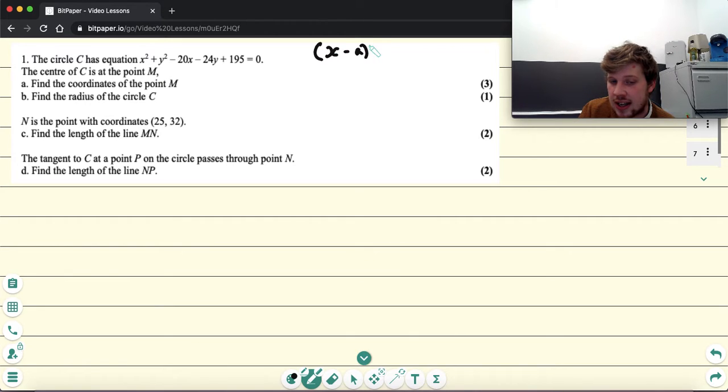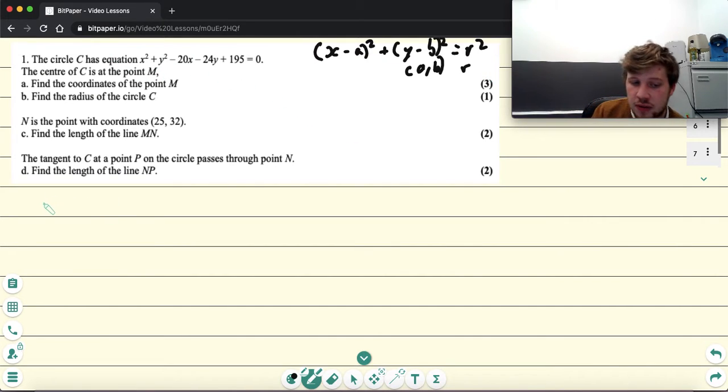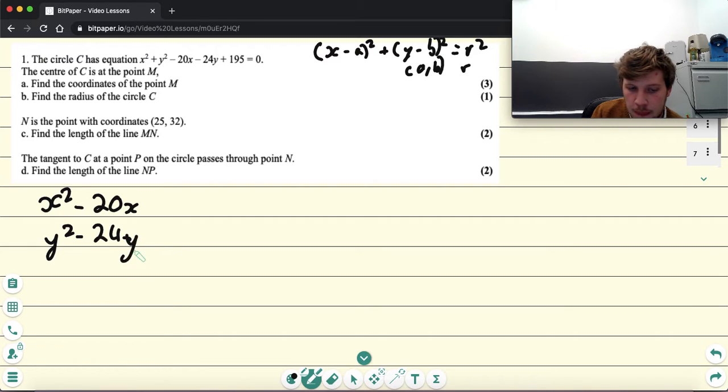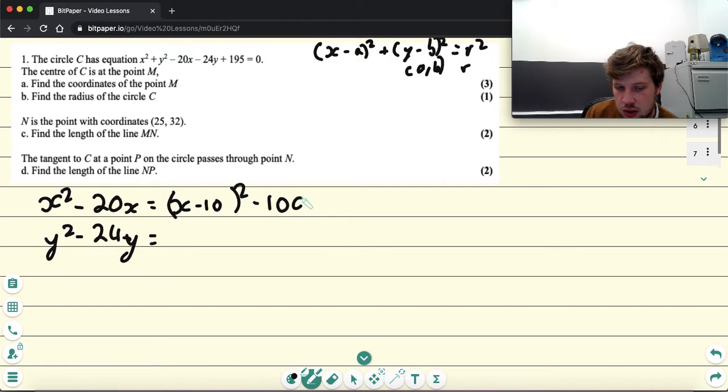So it says x subtract a squared plus y subtract b squared equals our radius squared, because this would have a centre of a, b, and obviously the radius of r. So looking at our equation, I'm going to first of all pick out my x terms, so x squared subtract 20x, and my y terms. The reason I do this is because when I complete the square, I end up with this sort of scenario. So, completing the square, I get x subtract 10 squared, subtract 100, and y subtract 12 squared, subtract 144.